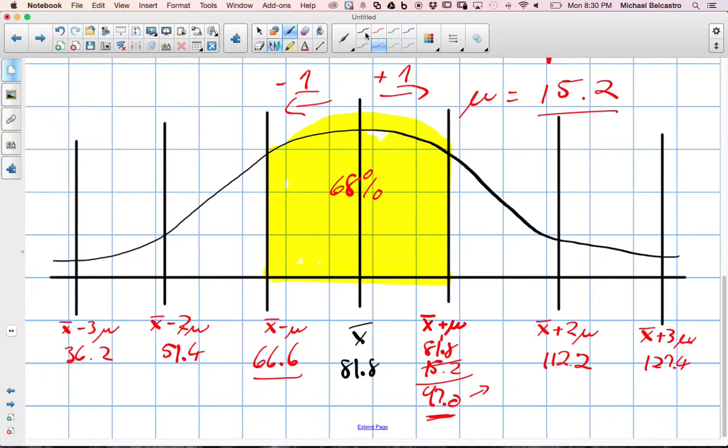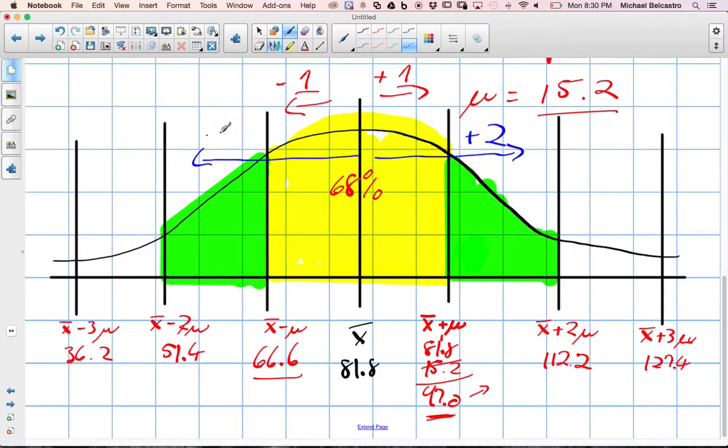Okay, next, let's do green out here. And this includes the yellow, okay? Even though I'm doing it as a different color, this is including the yellow. What this is telling us is that 95% of all the data we collect should fall between these two values. So this is plus 2 deviations, okay? And this would be minus 2 deviations. All of 95% of all data should fall between 51.4 and 112. Yeah, we know nothing's going to go on the upper end of that, okay?